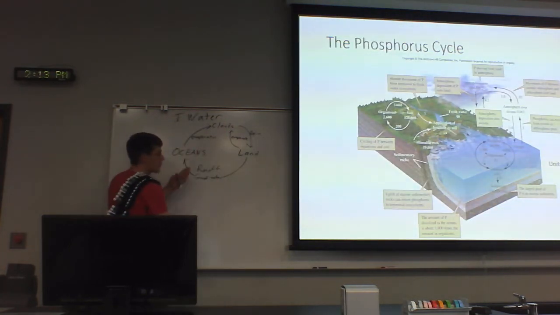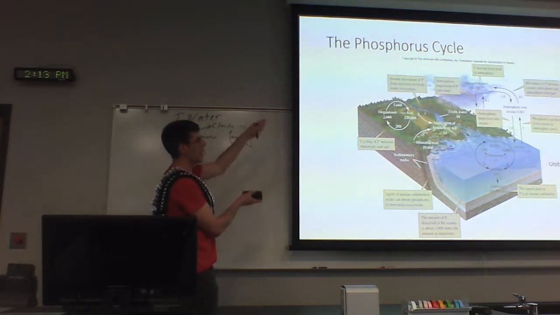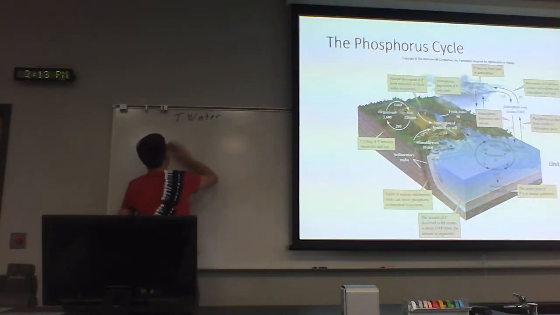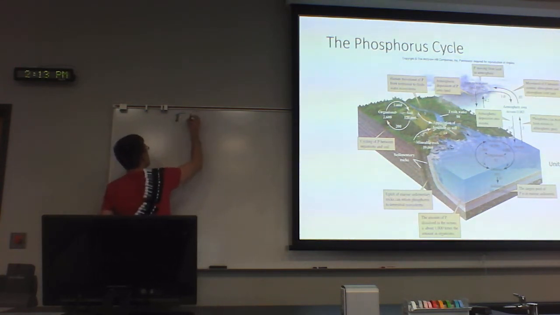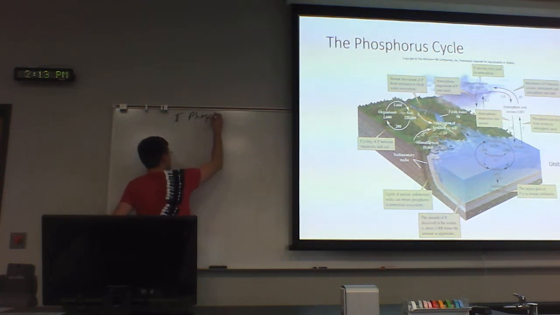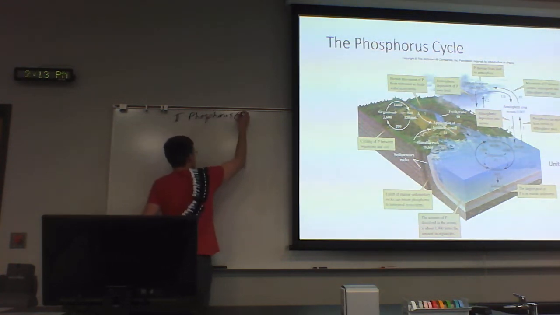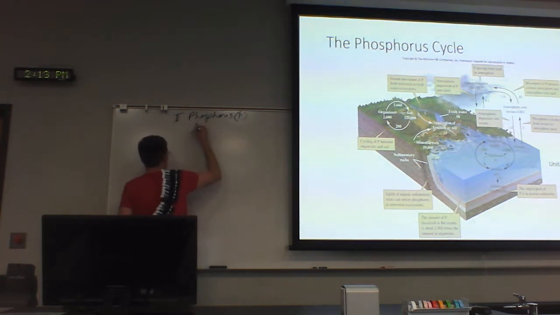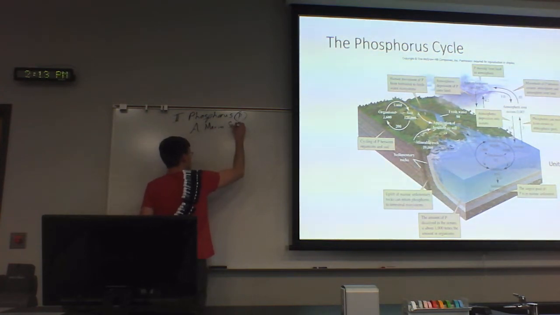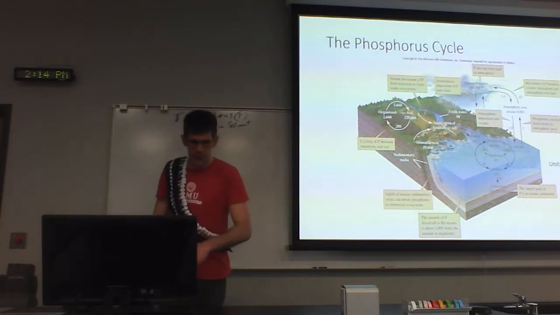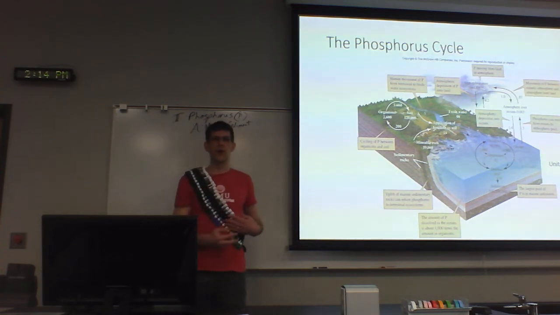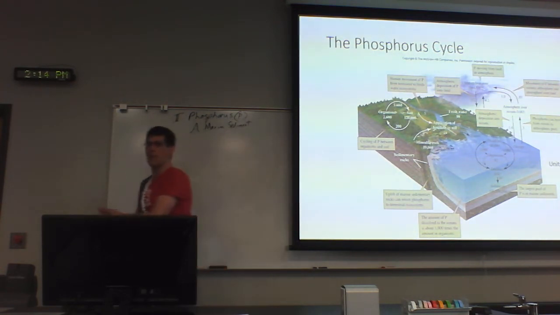Phosphorus cycle. I'm not going to draw this one because there's a beautiful diagram right here. Marine sediment. Marine sediment is where most phosphorus is. That's the biggest reservoir of phosphorus, down in the marine sediment. So how do we get that? Well, plants need phosphorus. They get it from rocks.